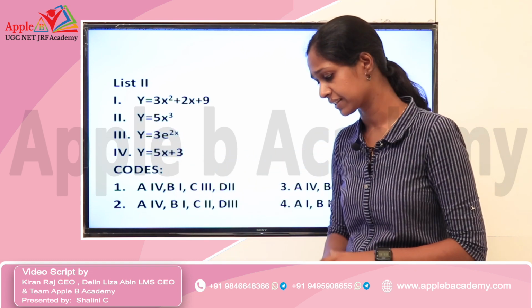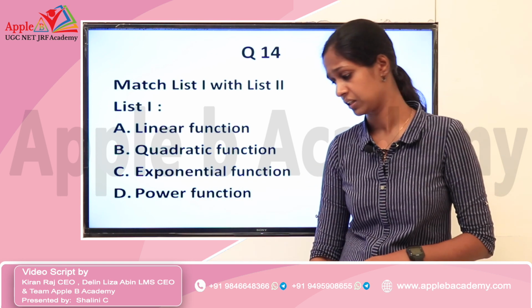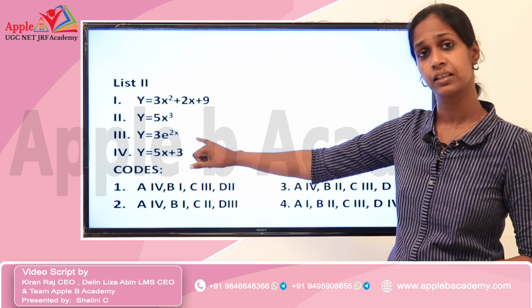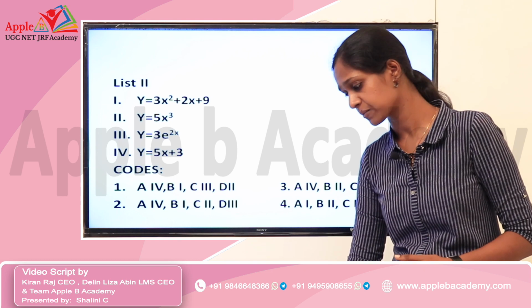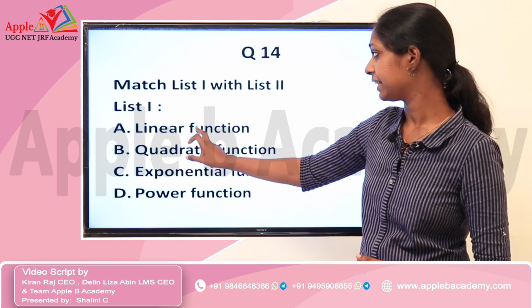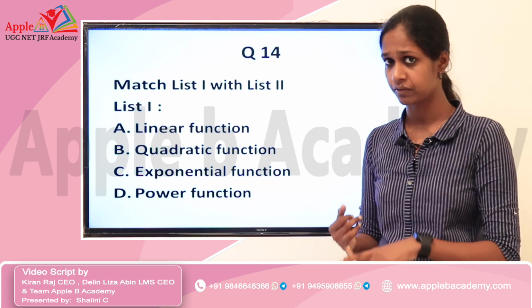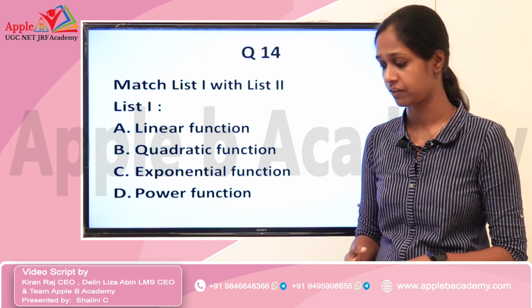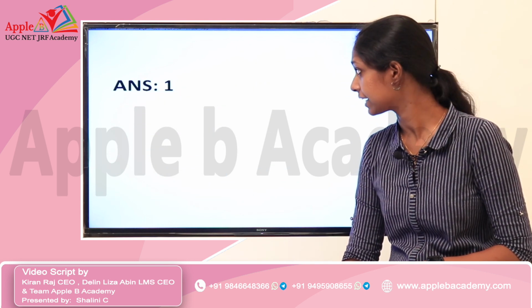Y equal to 5x cube is nothing but a power function, and y equal to 3 e raised to 2x, it is an exponential function, there is e in it, and y equal to 5x plus 3 is nothing but a linear function. So it is evident directly from the question what is linear function, what is quadratic function, what is power function, and what is exponential function. So matching them, we get option 1 as the answer.